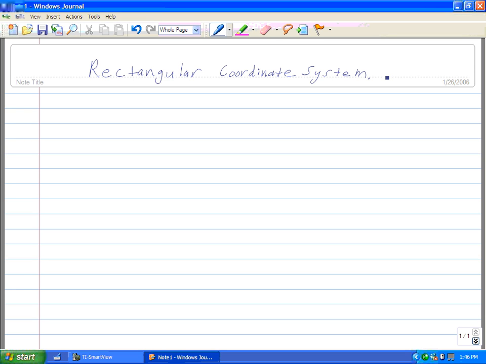We're now going to take a look at the rectangular coordinate system, a system that's used for graphing in 2 dimensions. Now, for some time now, you've been able to graph in 1 dimension. In 1 dimension, we can graph simply by using the number line.